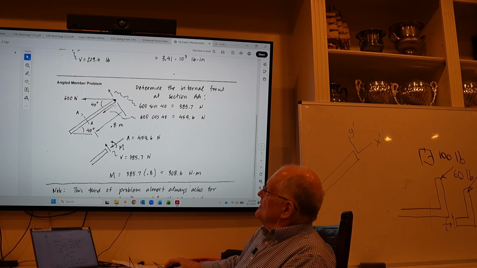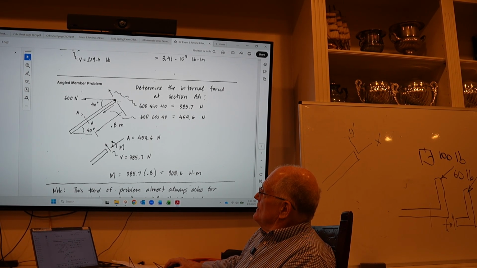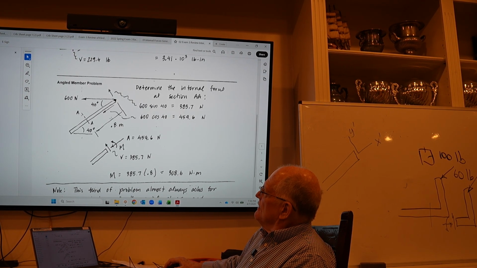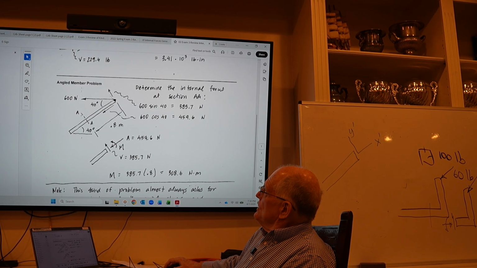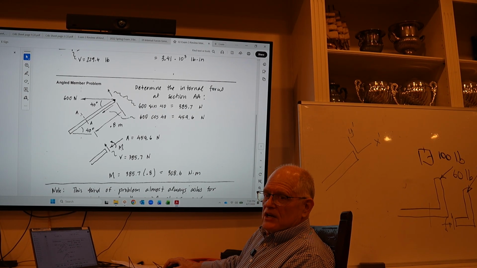And so instantly, this becomes my axial, and it's in compression. This becomes my shear, once I move them down here. So I have an axial, which is in compression, a shear, which acts this way. And then my bending moment is just the moment of these components about that point. The line of action of the 459.6 goes through that point, so its moment is 0. But this guy is 385.7, and his moment arm is 0.8. And so that gives you 308.6 Newton meters for your bending moment here.